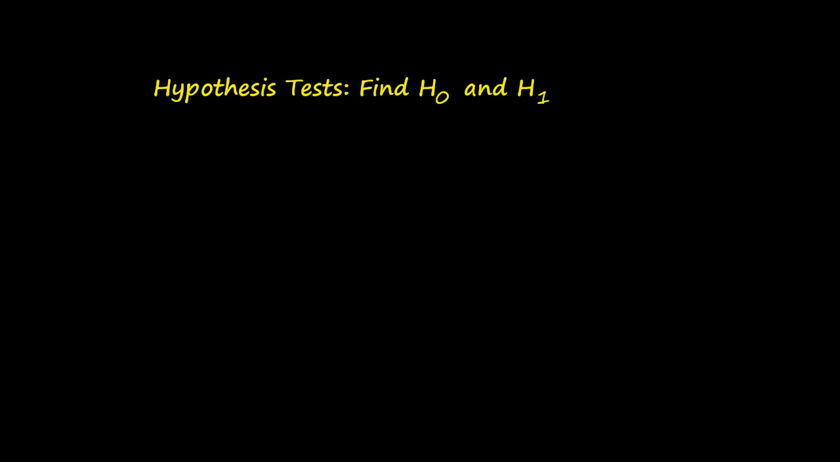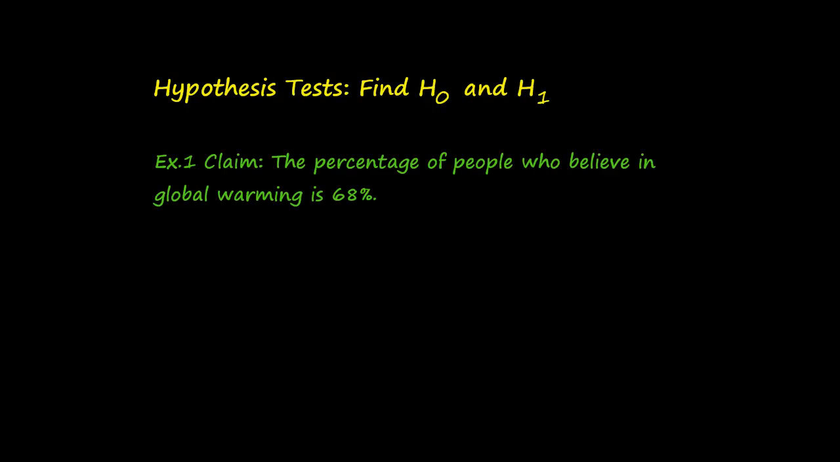Let's look at some examples of how we determine the null and the alternate hypothesis. We have a claim that the percentage of people who believe in global warming is 68%. So we can state that the original claim is that the population proportion is 0.68. So the competing claim would be everything except this, everything that's not this.